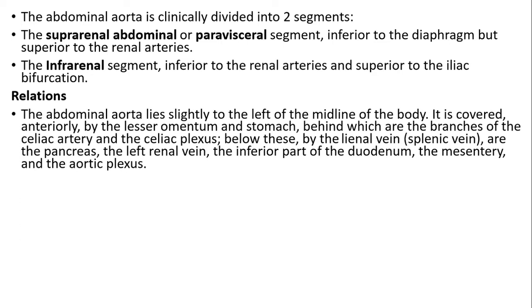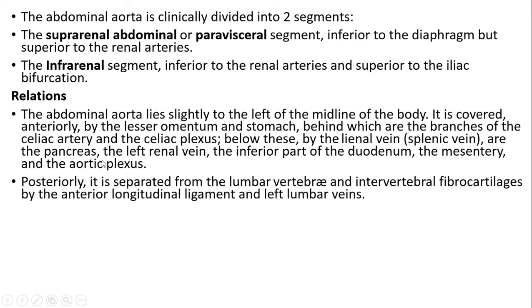Relations: the abdominal aorta lies slightly to the left of the middle of the body. It is covered anteriorly by the lesser omentum and stomach, behind which are the branches of the celiac artery and celiac plexus. Below this are the splenic vein and pancreas, the left renal vein, the inferior part of the duodenum and mesentery, and the aortic plexus. Posteriorly, it is separated from the lumbar vertebrae and intervertebral fibrocartilages by the anterior longitudinal ligament and left lumbar veins.